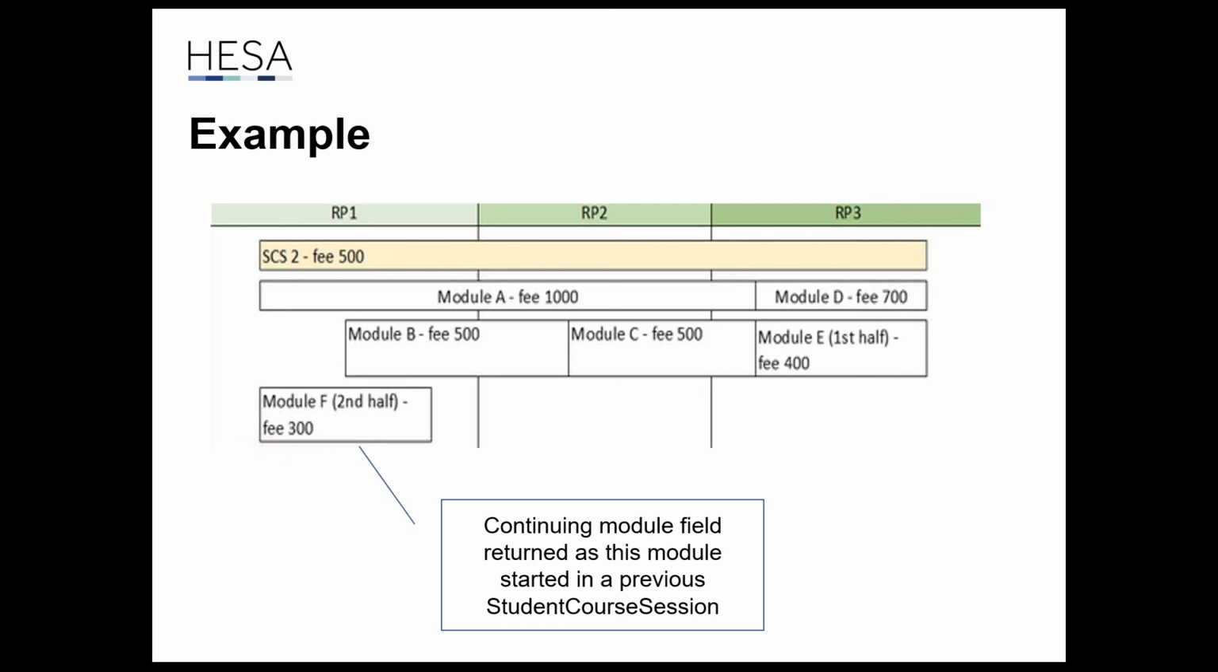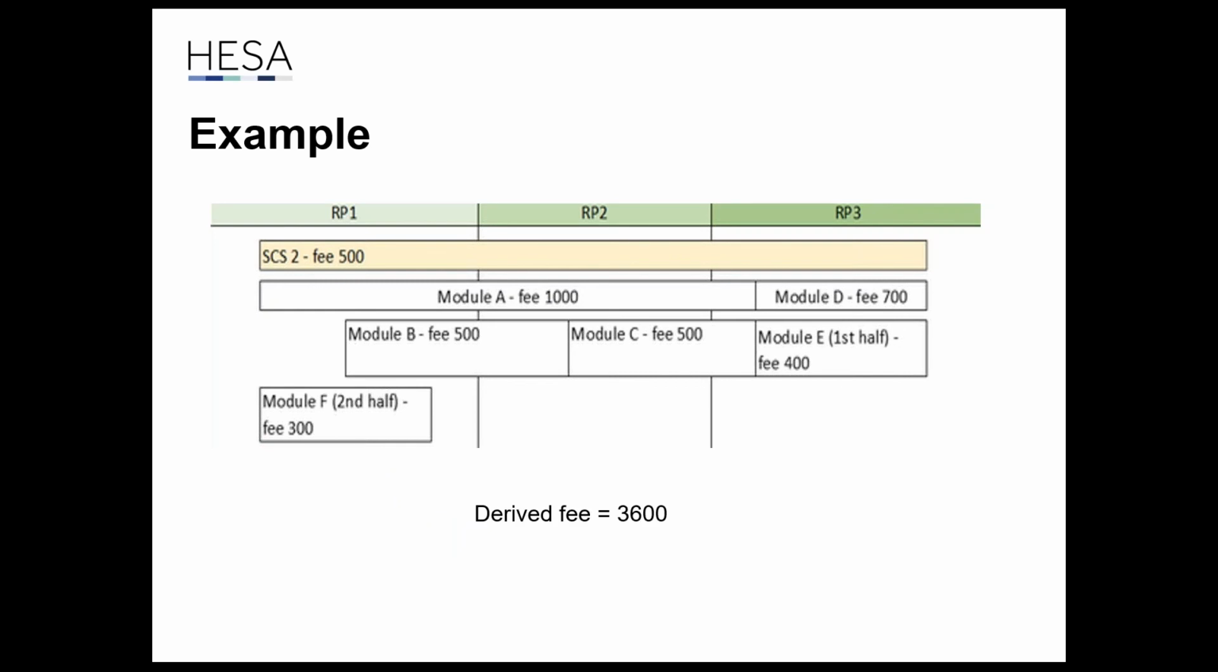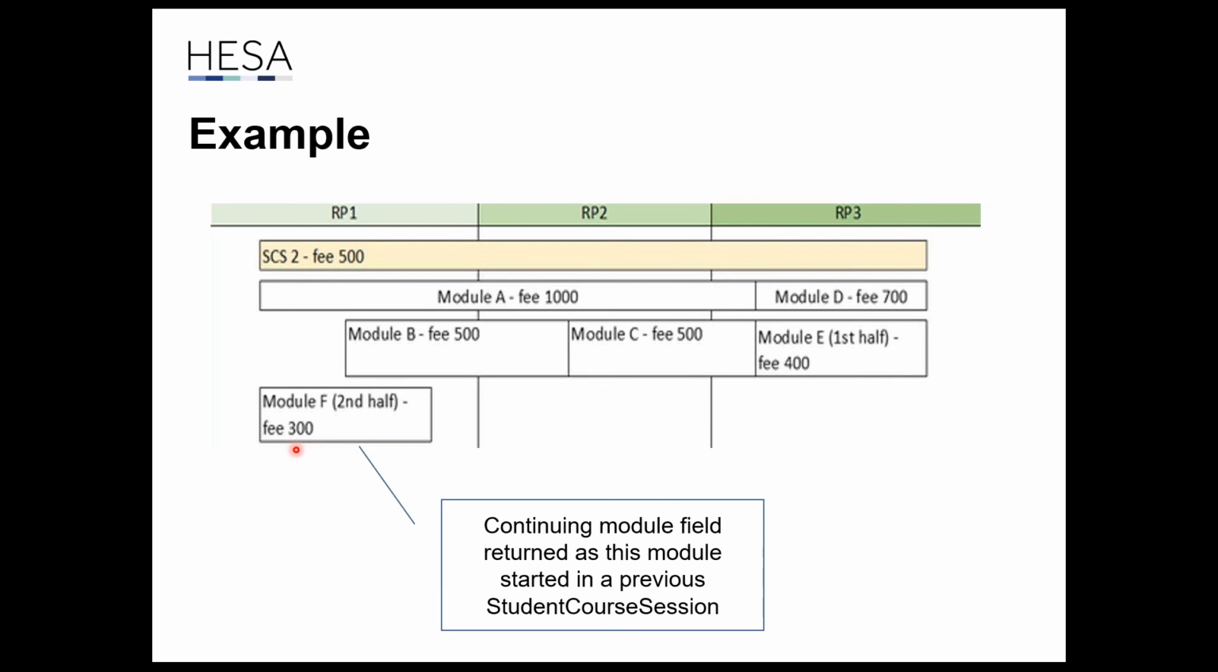So when it comes to deriving the full fee for this student course session, we're going to take into account the 500 for the student course session itself and all of the module fees except for module F. So we're not going to take into account the fee for module F because we've already counted this fee in a previous student course session, and we know that due to that continuing module field that was returned.